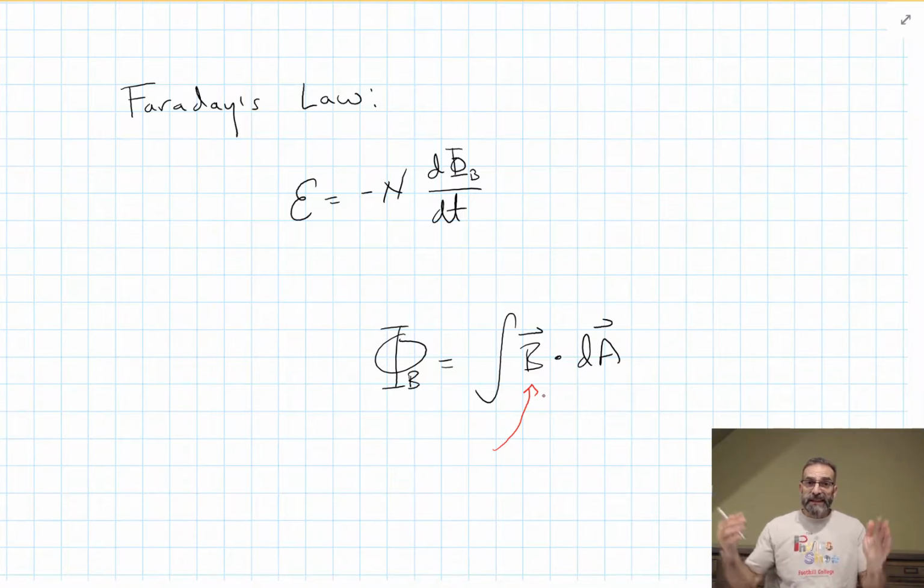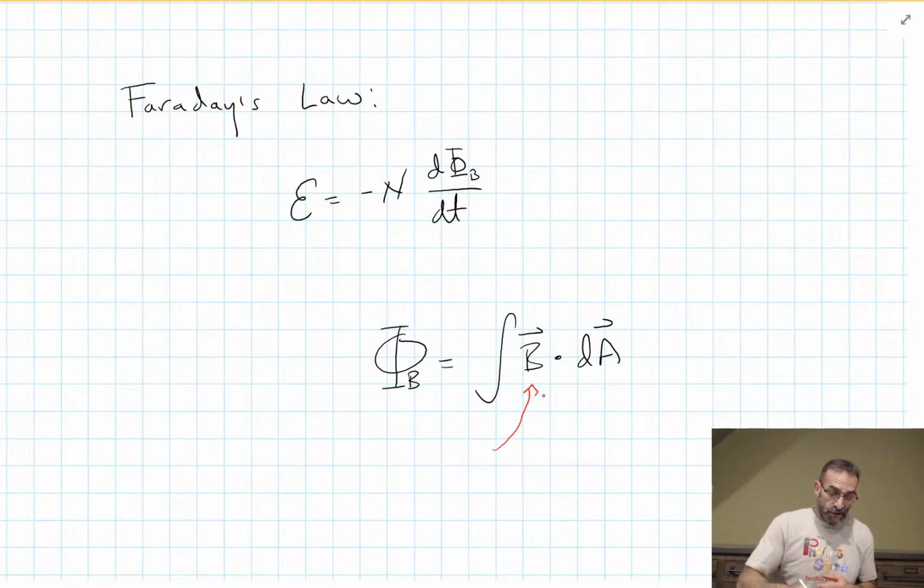Moving a magnet closer to a loop of wire is, in essence, increasing the strength of the magnetic field at the location of the loop of wire. Moving it farther away is decreasing the strength. So by changing the strength of the magnetic field, that's one knob we have for changing the magnetic flux.